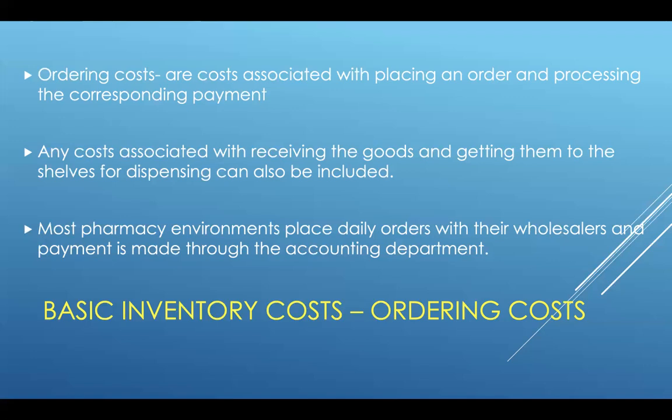Even though we can get a great price on a certain product from a smaller vendor who's looking to move a product that may have short dating, maybe it goes out of date in 6 to 10 months, but it's a popular drug and it's a good price, there may be an offsetting factor: if we don't have other products to purchase, it may be more costly than the purchase itself. So any costs associated with receiving the goods and getting them to the shelves for dispensing should also be included sometimes when we're looking at basic inventory costs.